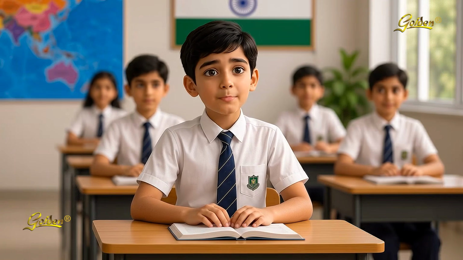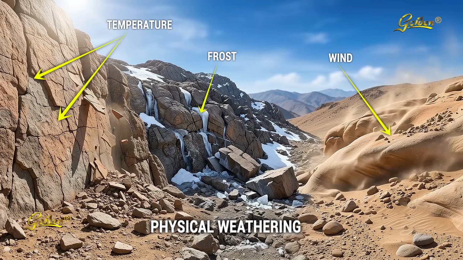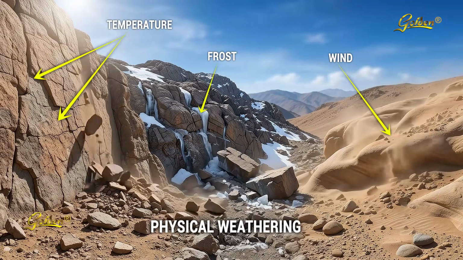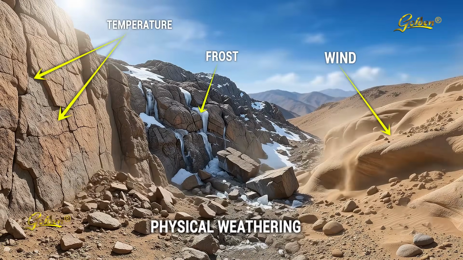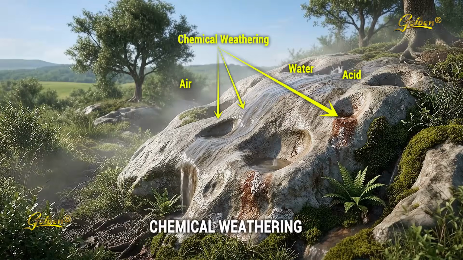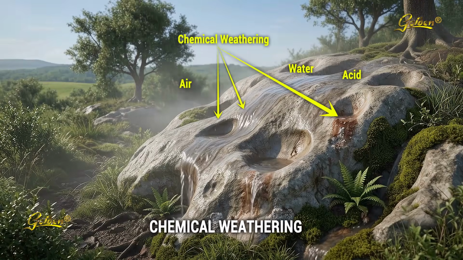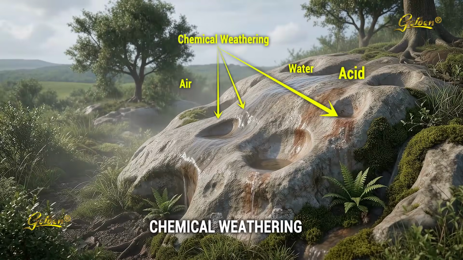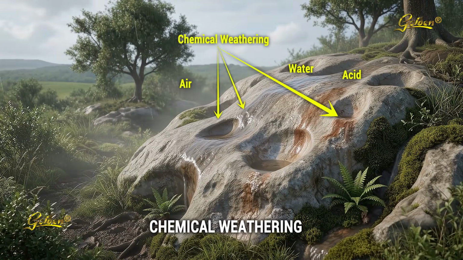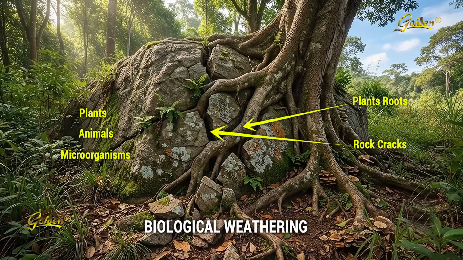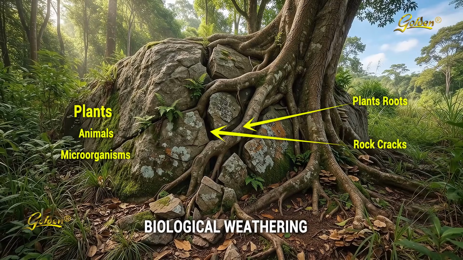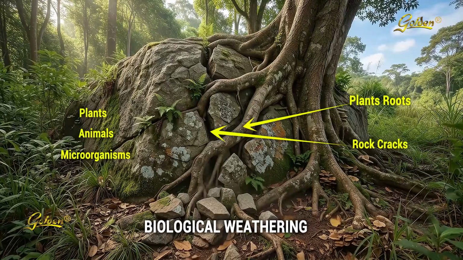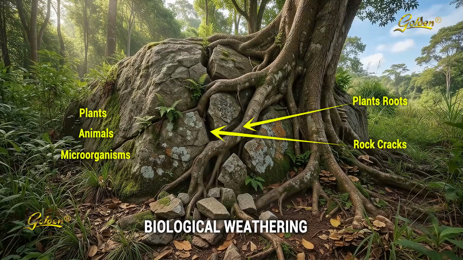Could you please tell us more about them, ma'am? Sure. Physical weathering is a process in which rocks break into smaller pieces because of change in temperature, frost, or wind. On the other hand, chemical weathering refers to change of minerals in rocks due to reaction with water, air, or acid leading to new substance. Lastly, biological weathering takes place due to plants, animals, or microorganisms. For example, when plants' roots grow into cracks of rocks to split them.